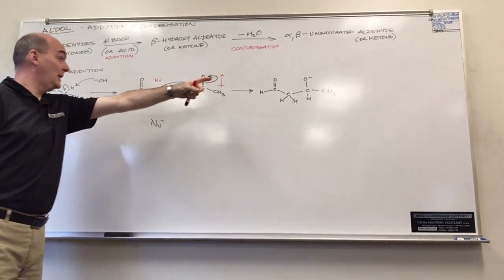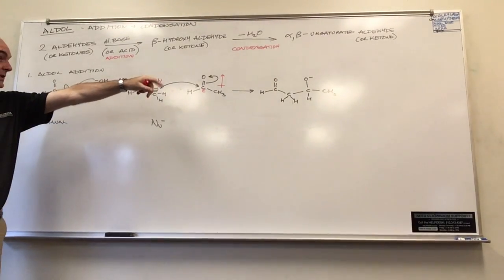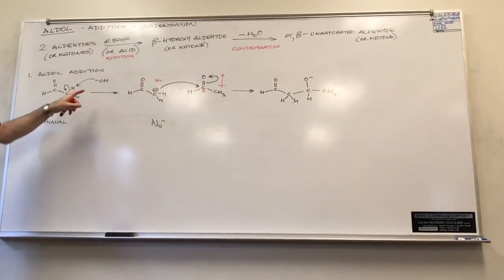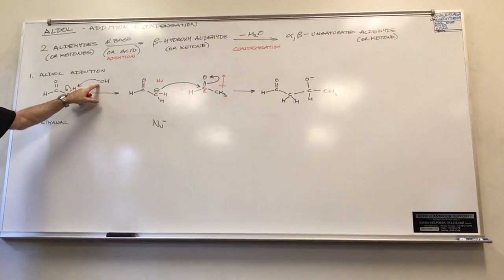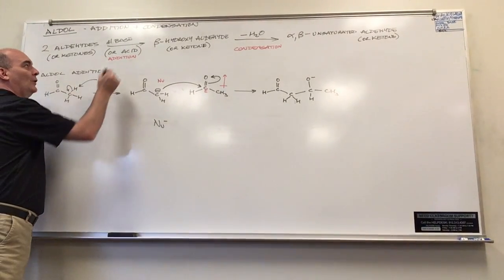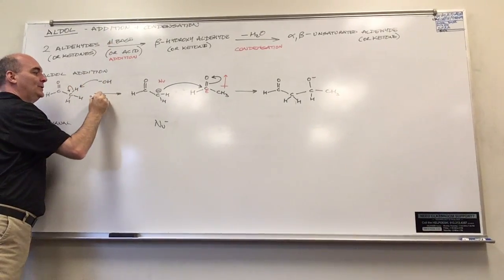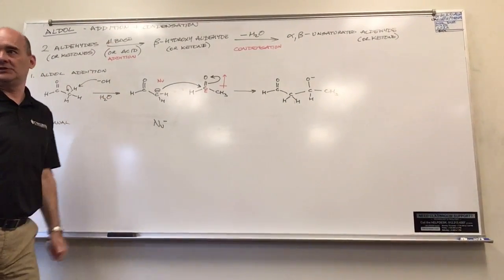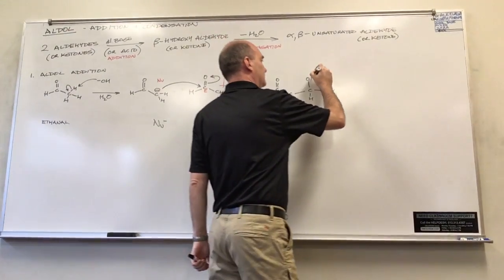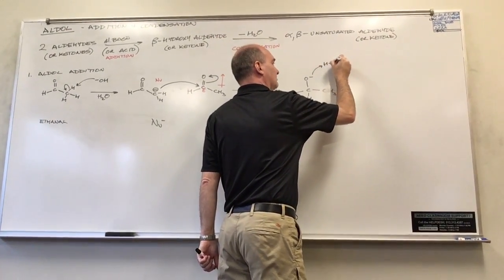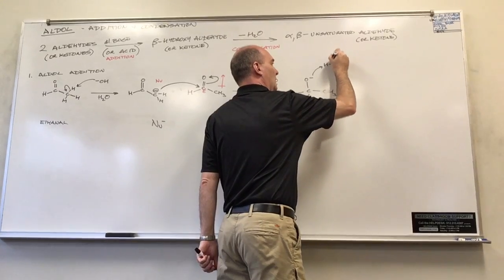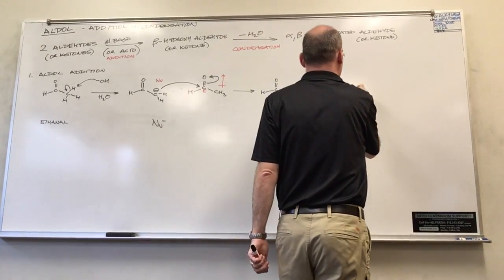Now that oxygen with the negative charge, the alkoxide, has about the same pKa as this hydroxide. And we know, because it was in the description, that this base is dilute, so it's absolutely swimming with water. Let's just go ahead and take it. All right.